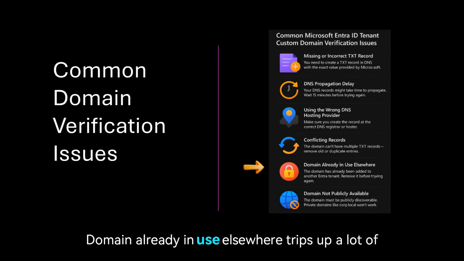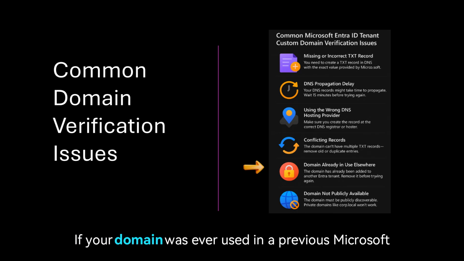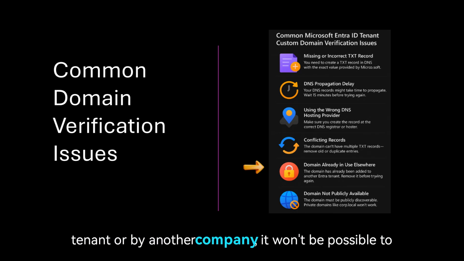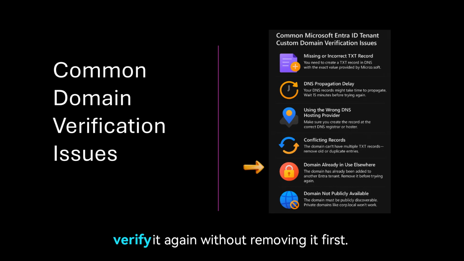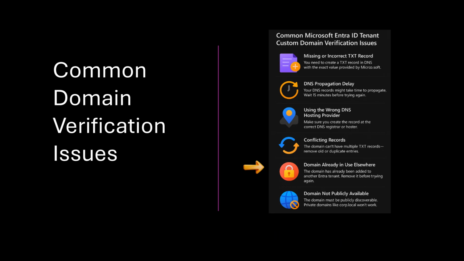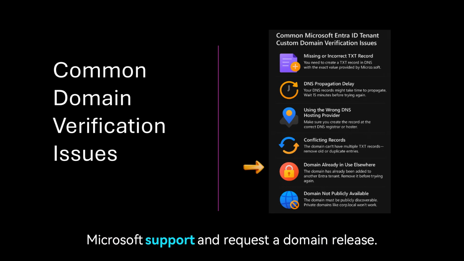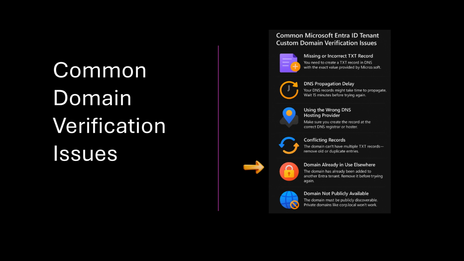Domain already in use elsewhere trips up a lot of organizations, especially those that migrate tenants. If your domain was ever used in a previous Microsoft tenant or by another company, it won't be possible to verify it again without removing it first. How to fix it? You need to remove the domain from the other tenant before you can verify it. If you no longer have access to that tenant, reach out to Microsoft support and request a domain release. They'll help you reclaim it.